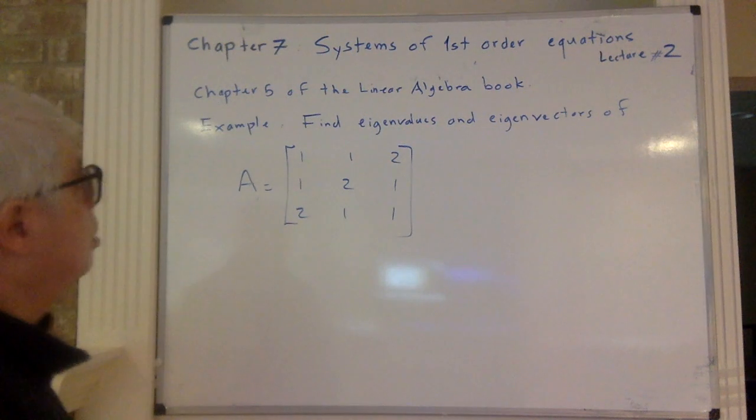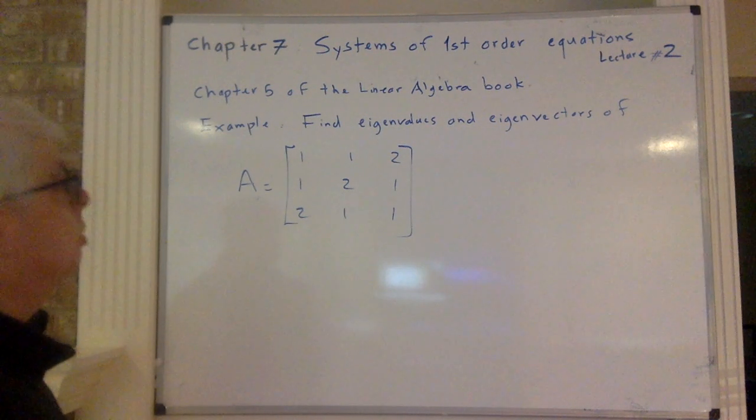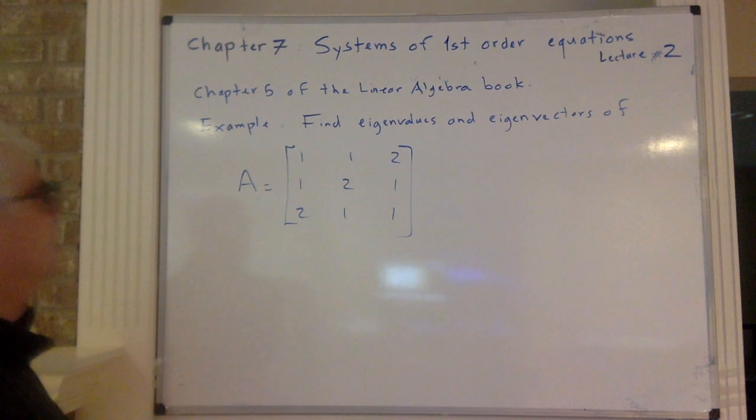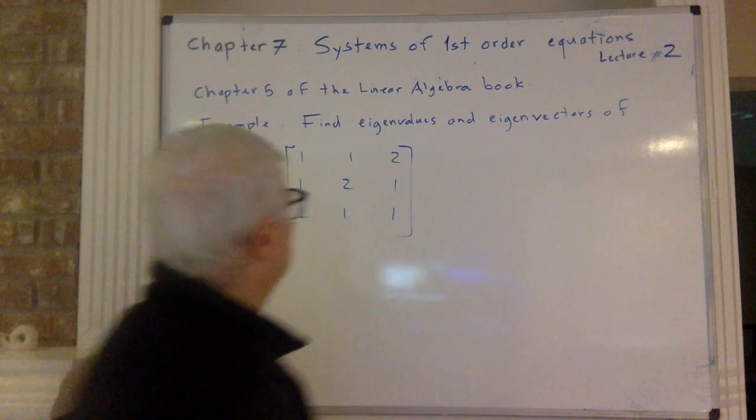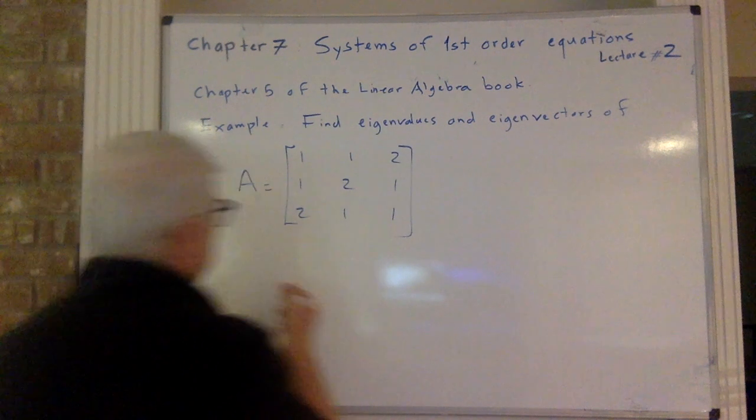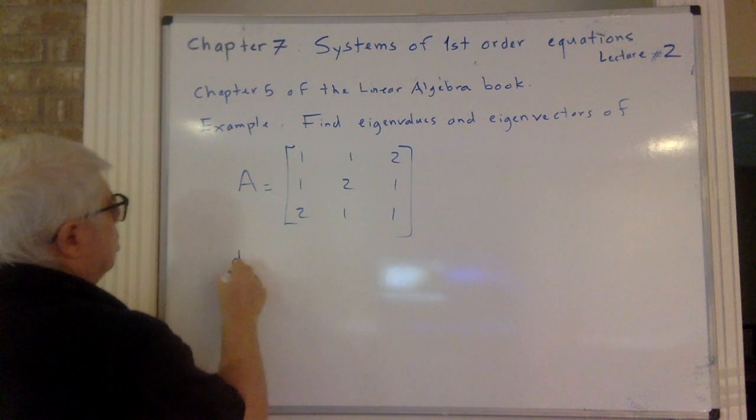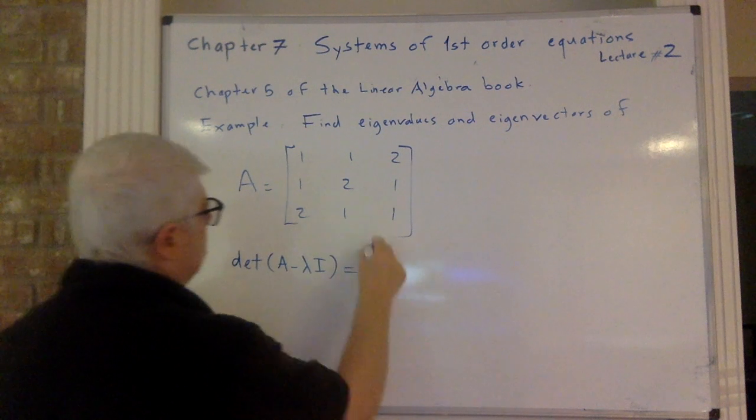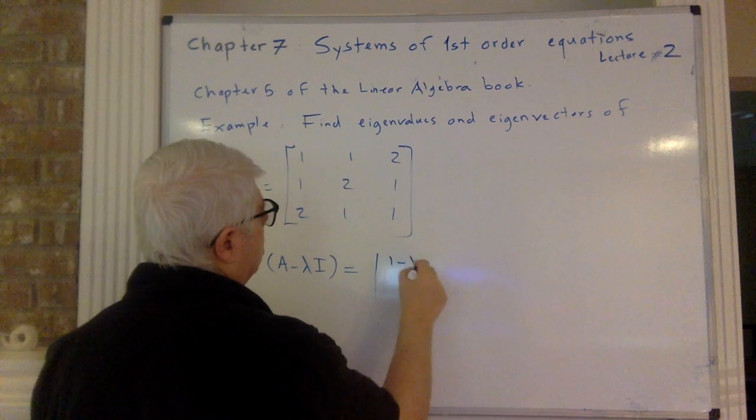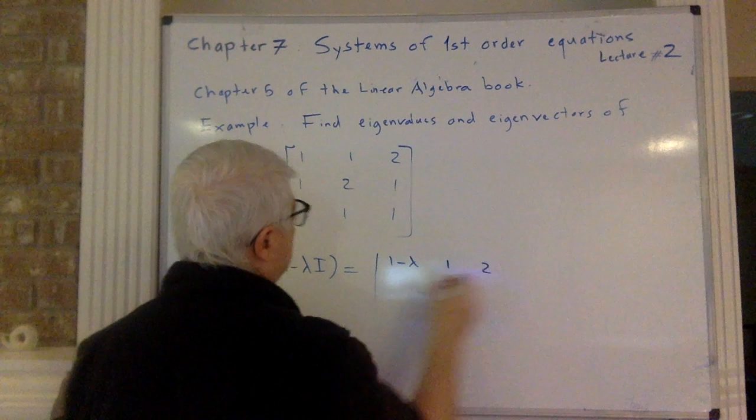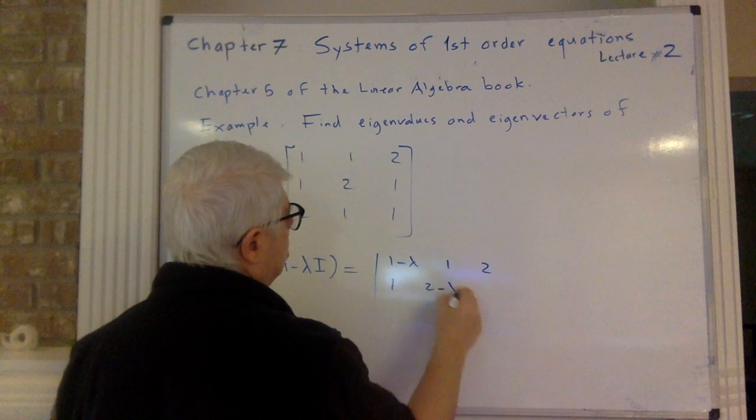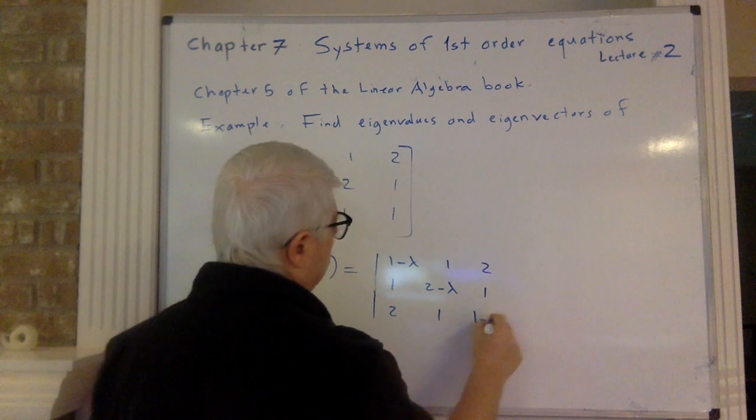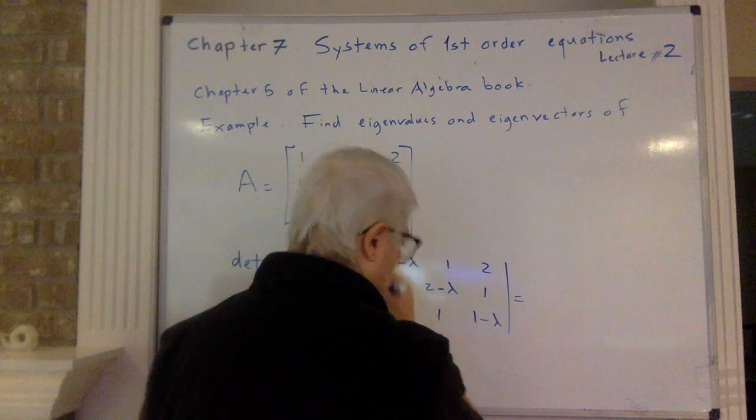Okay, let me solve one eigenvalue problem from scratch. So the matrix is this. It is a nice matrix, symmetric, and okay. So we have to find eigenvalues first. Determinant of A minus lambda I is 1 minus lambda, 1, 2; 1, 2 minus lambda, 1; and 2, 1, 1 minus lambda. Okay.